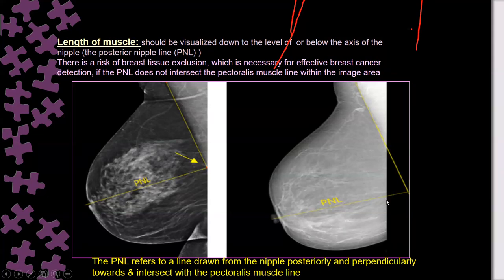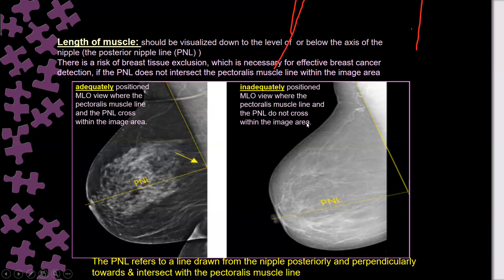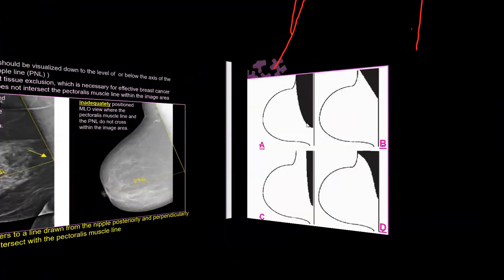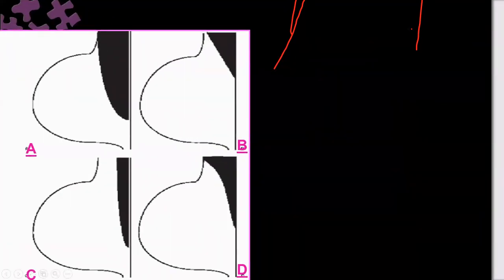But here, it does not transect it because the line is here. They just pass it, it doesn't transect this line. That means this is definitely not adequate. This is inadequate and this is adequate pectoralis. Consider, okay. What about A, B, C, and D?